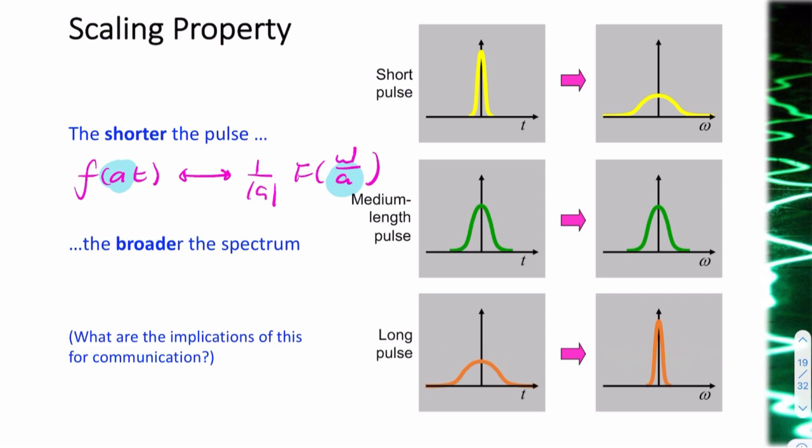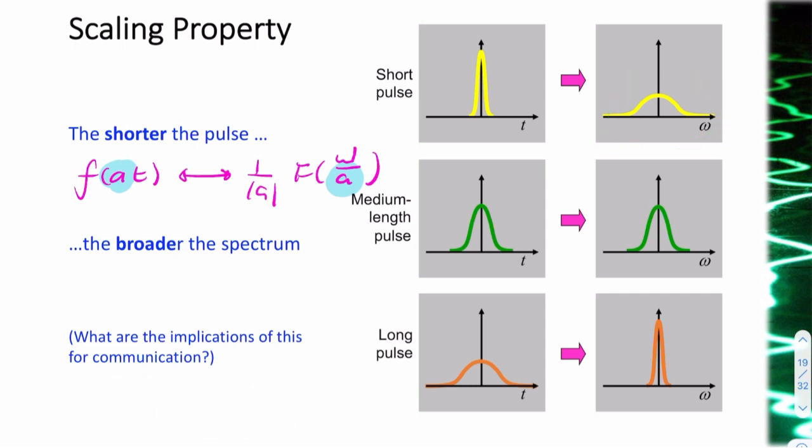And that sort of makes sense, doesn't it? The shorter pulse has a broader spectrum. So if you think about communication, and I'm slightly biased towards communication because I teach that in the second semester, the implication for communication is if you have faster communication, that means you're going to have shorter pulses. That means your pulses are going to be shorter in duration. That means your spectra are going to be larger. That means you're going to be using more bandwidth. Okay, you're going to be using more frequency.